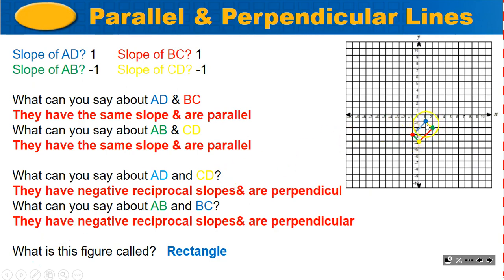Right angles at this red dot, right angles at this blue dot, right angles at this green dot, right angles at this yellow dot. So if all of them have right angles, the definition of a rectangle is that it has 4 right angles or 4 90-degree angles. So that's why we know this is a rectangle.